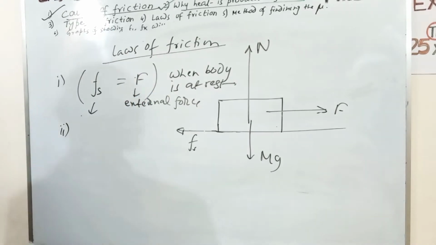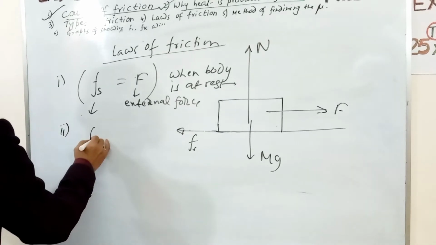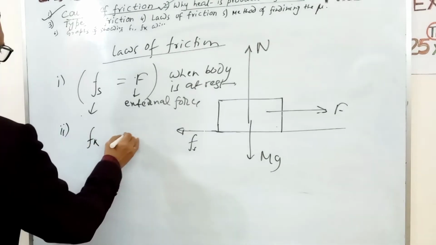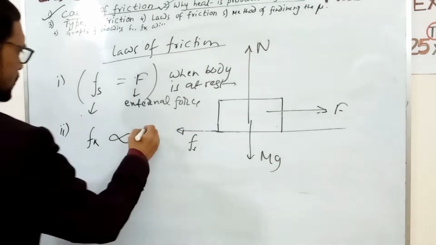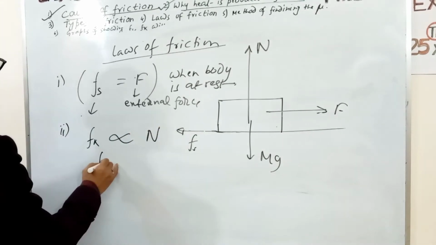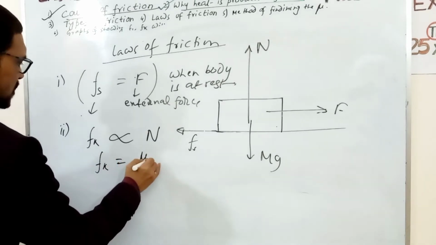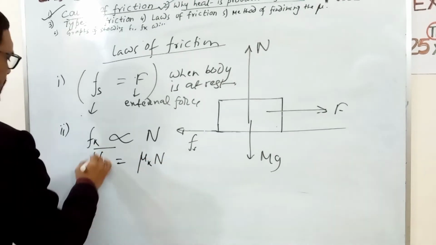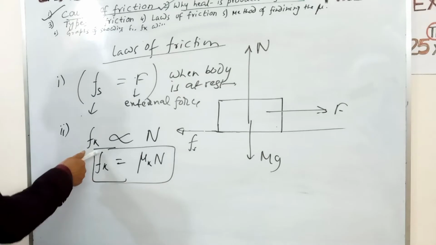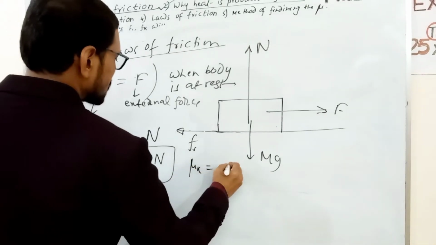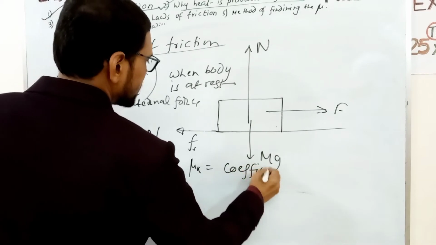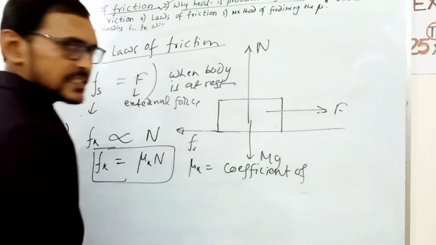The second formula is for kinetic friction. Fk is proportional to the normal reaction, that is Fk equals mu k into N. This is a very important formula: kinetic friction equals mu k N. What is mu k? Mu k is the coefficient of kinetic friction.